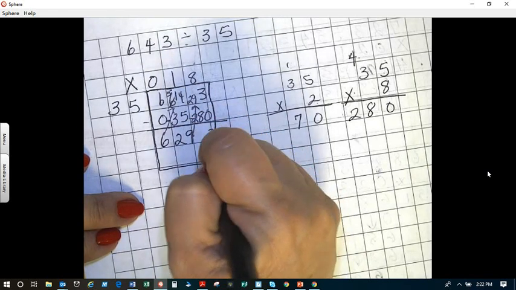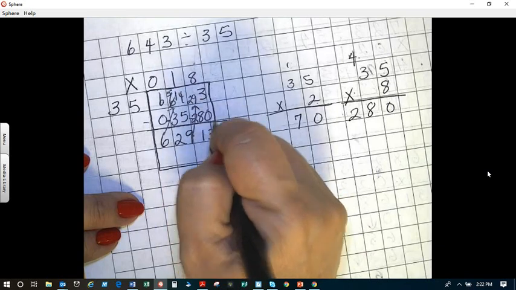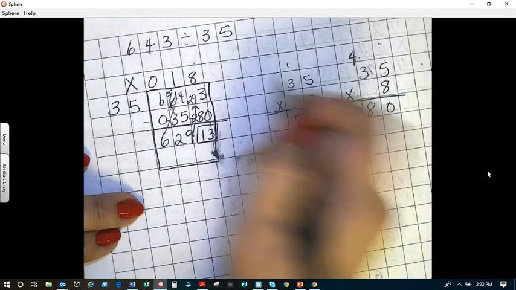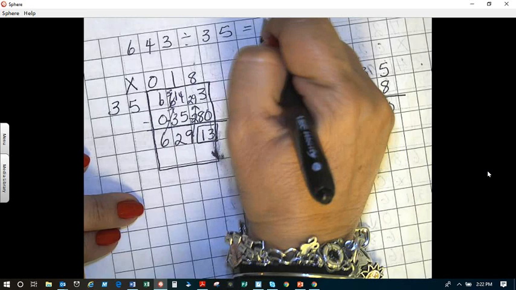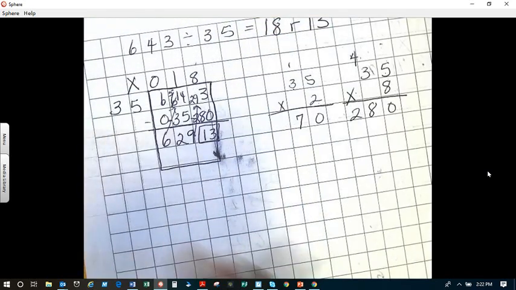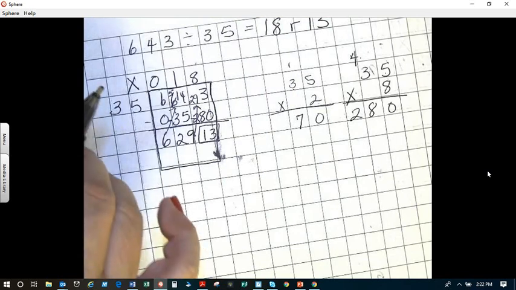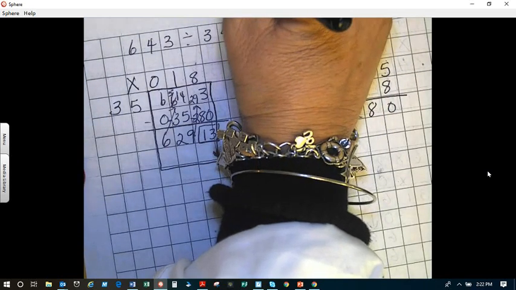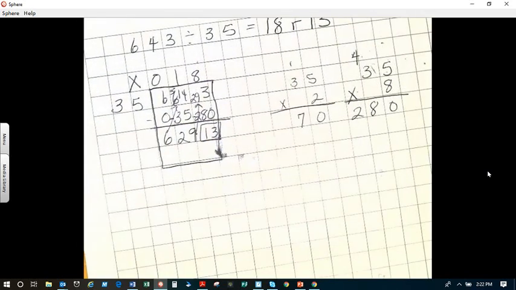That is 3 and 1. And 13 is my remainder. So my answer is equal to 18 with a remainder of 13. And that is for number 7. So I have 18 with a remainder of 13. All right, we have 2 more to go.